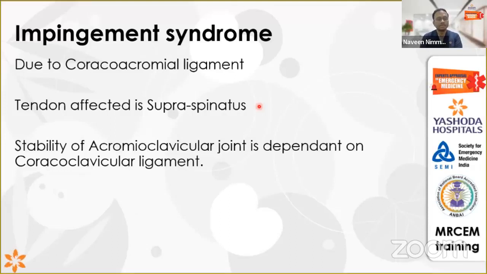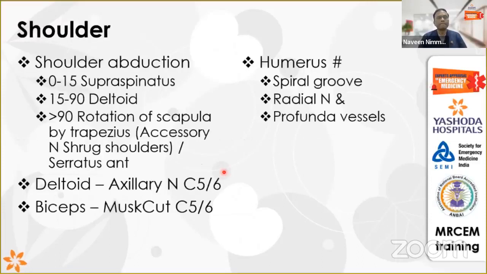So the shoulder abduction is handled by multiple muscles. The initiation is handled by the supraspinatus. So the first 15 degrees of abduction is handled by the supraspinatus. Now 15 to 90 degrees is handled by the deltoid. And above that, it is mostly by the rotation of the scapula by trapezius. And stabilization is done by serratus anterior and trapezius.